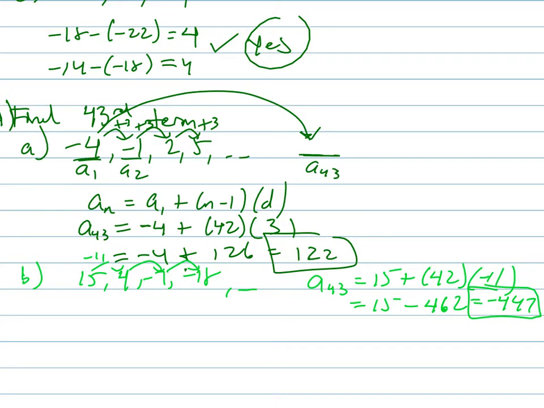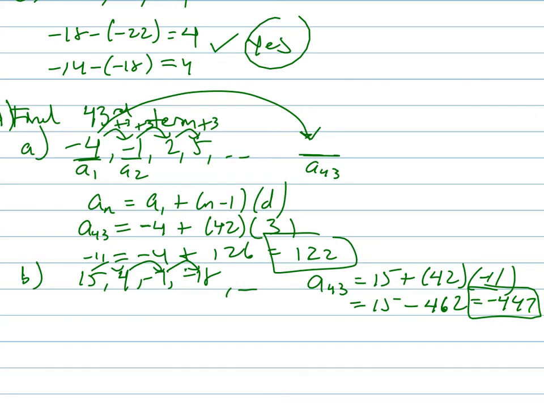Now, let's try another example. 15, 4, negative 7, negative 18. We want to find a sub 43. So a sub 43 equals a sub 1, which is 15, plus I'm going to jump 42 times, and each jump is worth, let's see, it looks like we are subtracting 11. So each jump is worth minus 11. So we get 15 minus 462, which gives us a total of negative 447.